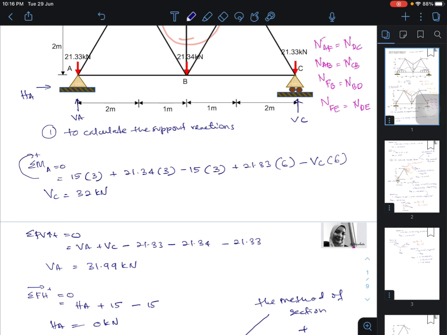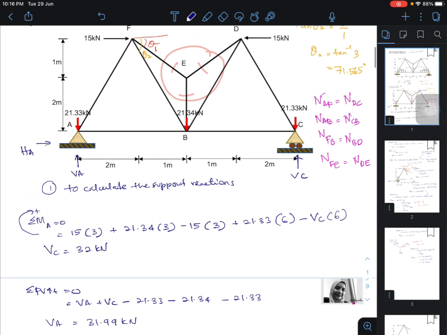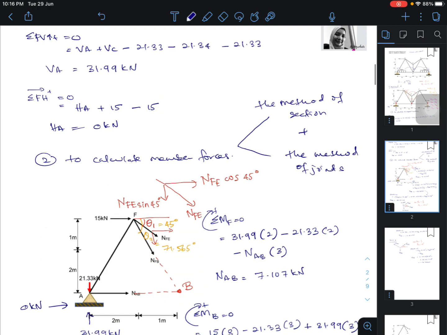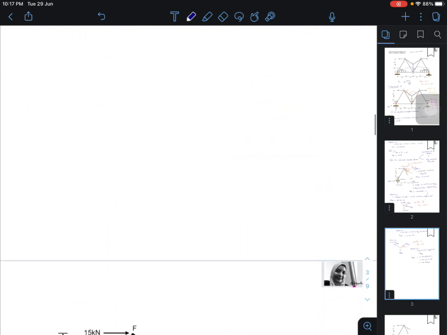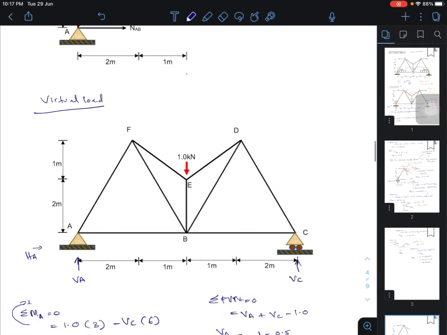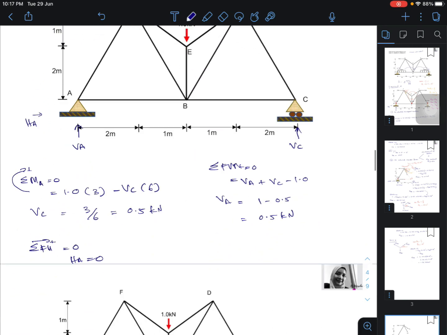Now we focus on the real load. In order to use the method of section and the method of joint, the best way is to transfer the load from UDL to point load. We change the load from UDL to point load and transfer the load to each joint. We need to calculate the reaction for the real load and also the virtual load. The second step is determination of member forces, where we can use the method of section and the method of joint.